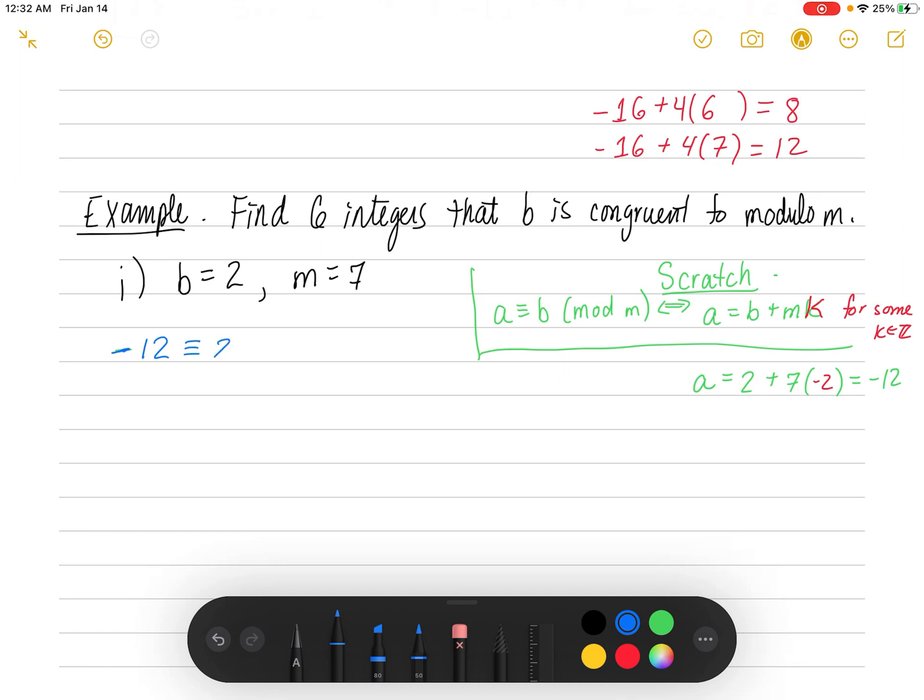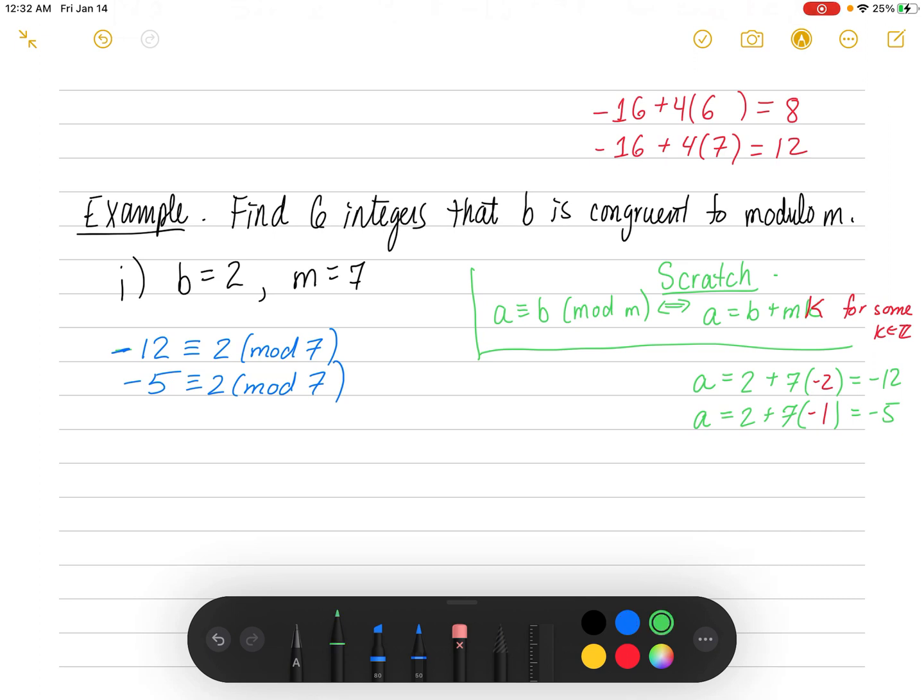So -12 would have to be congruent to 2 mod 7. So I got one number that's congruent to 2 mod 7. Let's do another one. Let's take A equals B, 2, plus M, 7, times, let's pick this time -1 for our K value. You can pick anything for K. So we have 2 plus -7, which is -5. That means -5 is congruent to 2 mod 7.